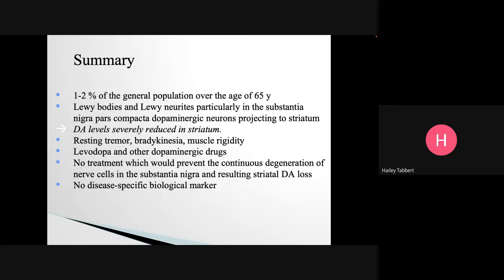To treat this, we can use levodopa, or L-Dopa, or other dopaminergic drugs, but there is no treatment that is going to prevent the continuous degeneration within those nerve cells. So regardless of what we administer to these patients, we're never going to be able to get those neurons back. You can only maintain the current function that you have. There's also no disease-specific biological marker.